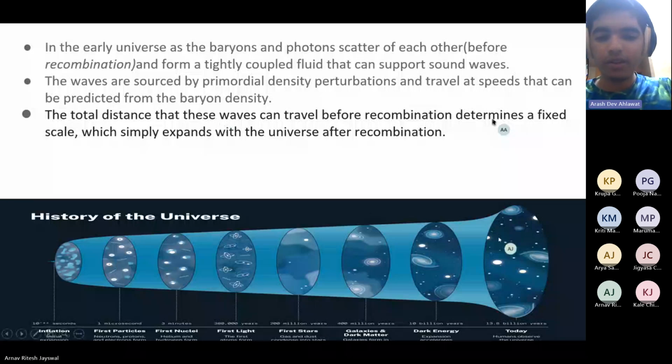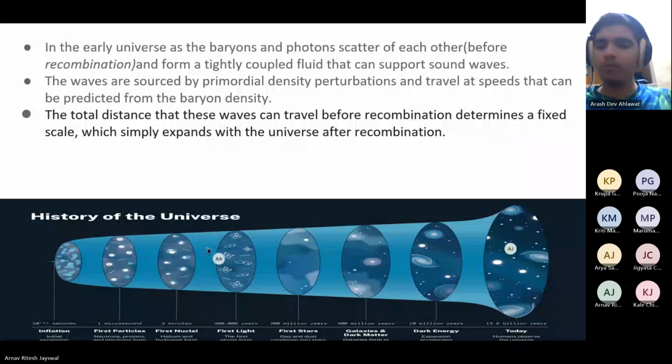So yeah, the history of the universe is mentioned. I gave this diagram just to give you an idea of what part of the universe we were discussing. It was the early universe before the first light and the first nuclei, between this time period. So I think that's it. We have discussed most of the methods used to measure distances of galaxies and objects far away from the Earth.